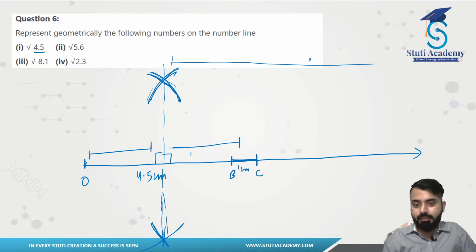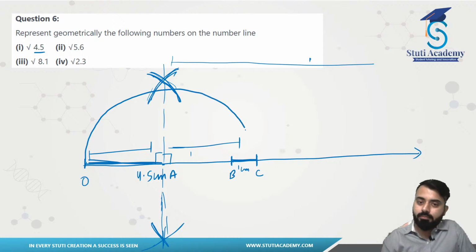Now you have to do what? Just name this point. Let's say this is point A. Put the compass here for the last time. Open up the compass to this much length, considering this as your radius. Draw a semicircle. So your semicircle should be like this. Okay, this is your semicircle.